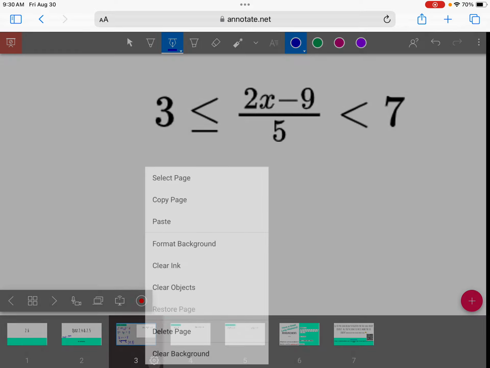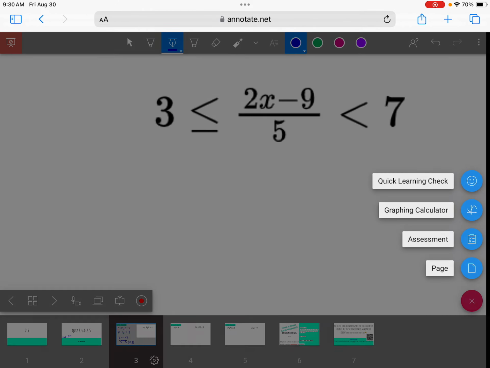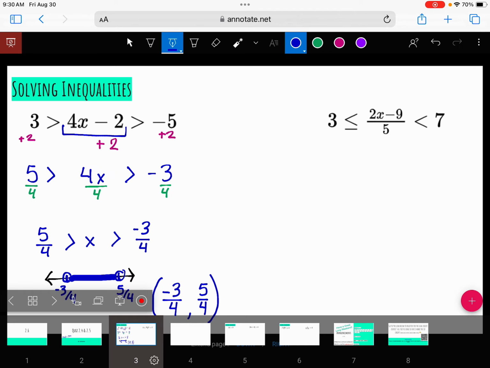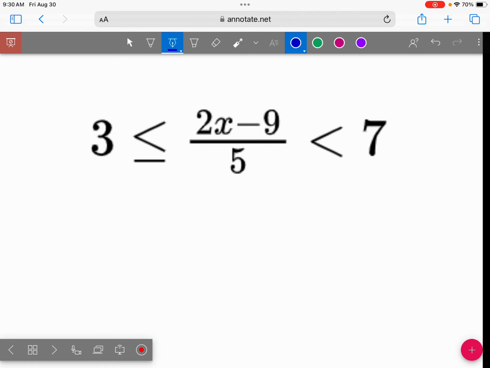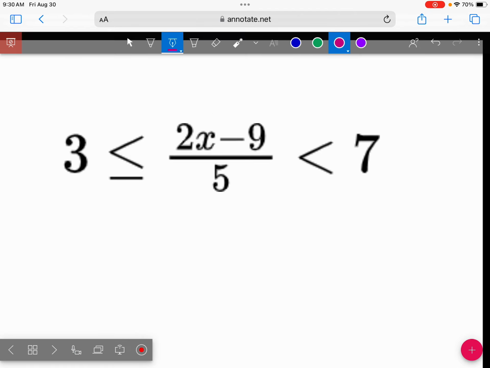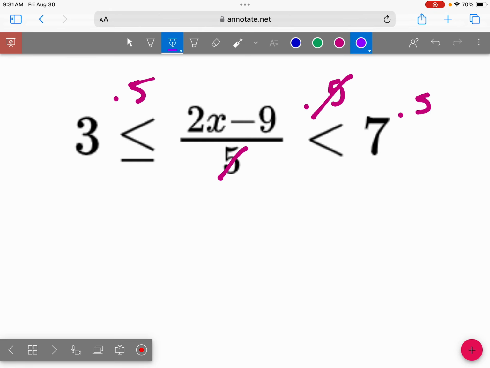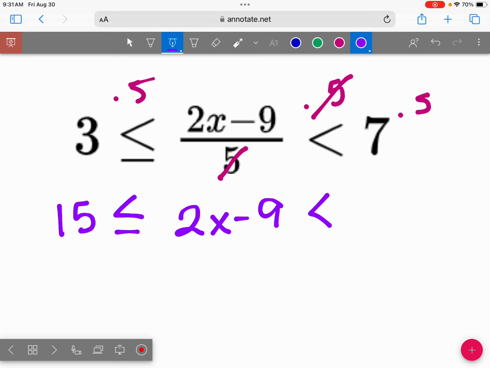What are we going to need to do here? Oh, why did it jump like that? Hang on, give me that back. There we go. Jump the page on me. So what are we going to do? Multiply everybody by 5. This 5 and that 5 cancel out. So we're going to have 15 is less than or equal to 2x minus 9, which is less than 35.